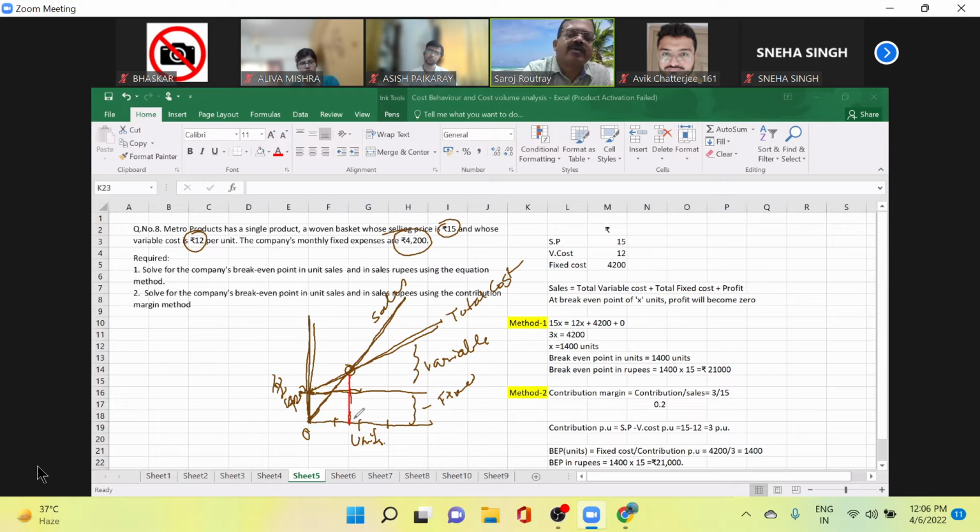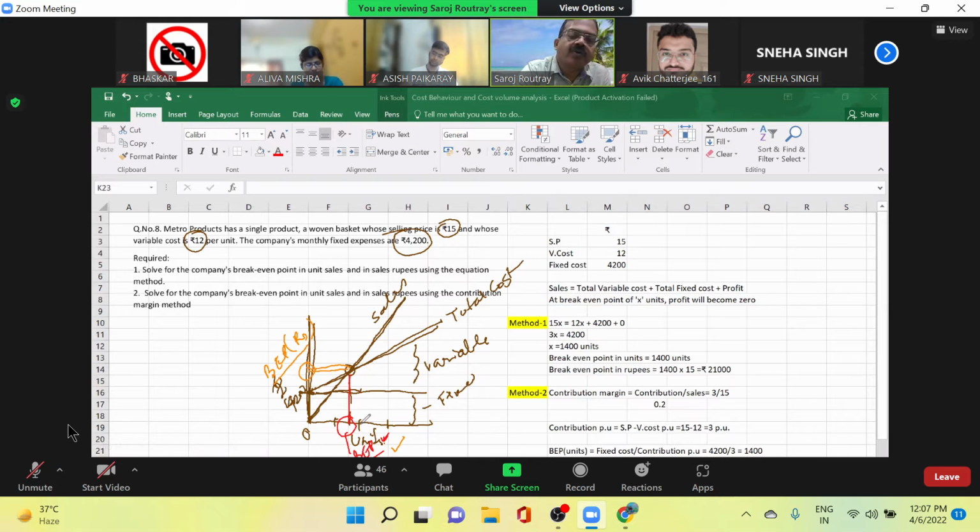Okay, this is in units. What is this? Break-even point. Break-even units. In the other line, if you get it like this, here also this is BP, but BP in rupees. This is BP in units, this is BP in rupees.